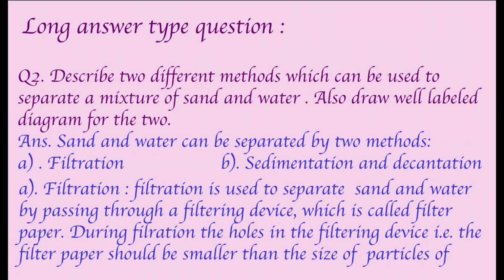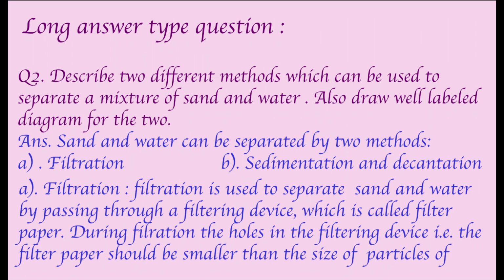Question 2. Describe 2 different methods which can be used to separate a mixture of sand and water. Also draw well-labeled diagram for the two. Answer is, sand and water can be separated by 2 methods. First is filtration and second is sedimentation and decantation.